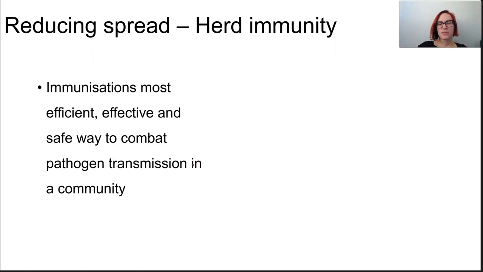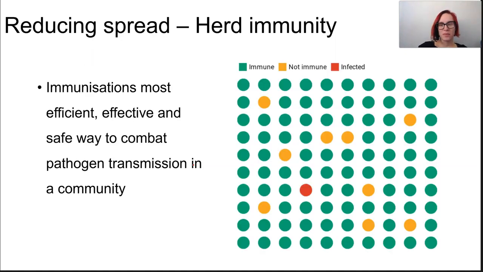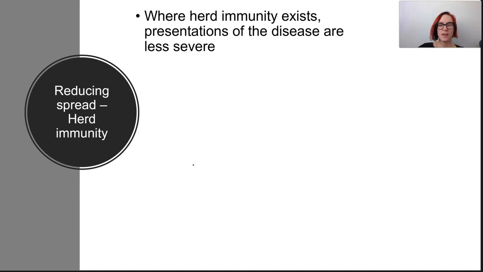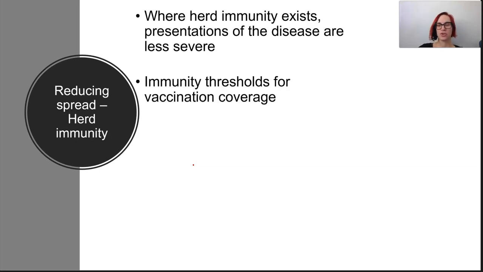We obviously like to reduce the spread by talking about herd immunity. We know that vaccines are safe, efficient and effective, and a critical number of people need to keep a population safe from re-emerging diseases, and that number is going to depend on the pathogen, the mode of transmission, the number of vulnerable individuals and things like that. If we do have herd immunity in the community, the presentations of disease are actually less severe. And immunisation coverage has a huge impact on this.